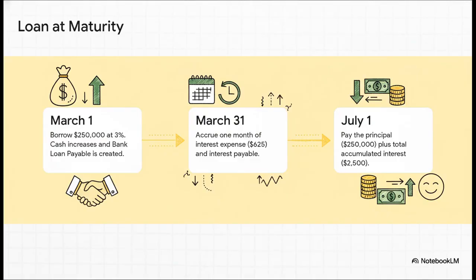Okay, let's walk through a simple loan step by step. Let's say on March 1st, a company borrows $250,000.